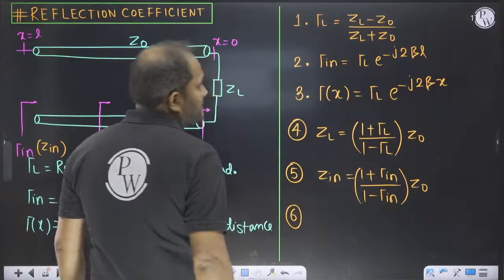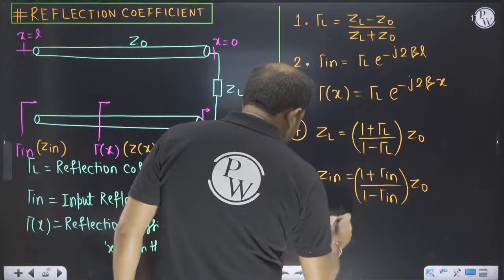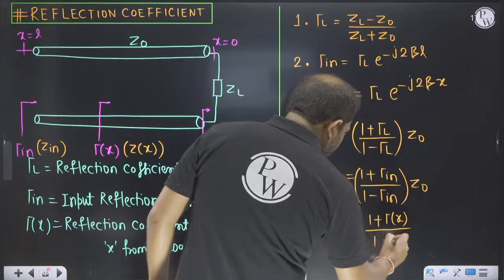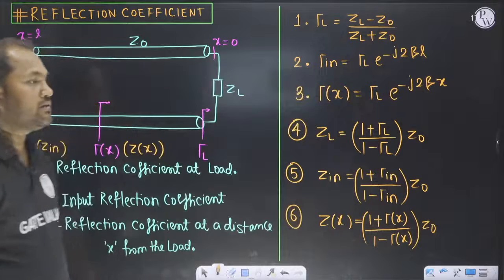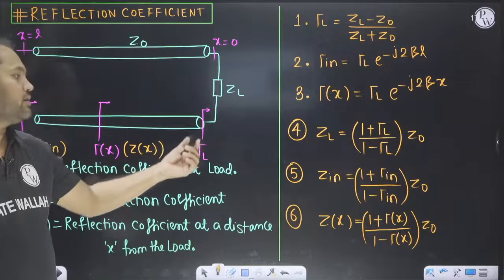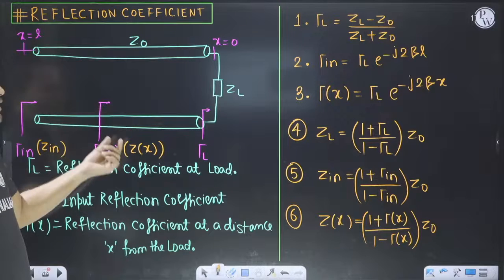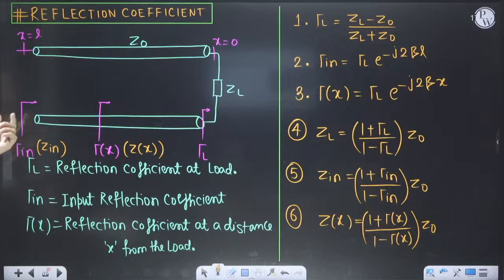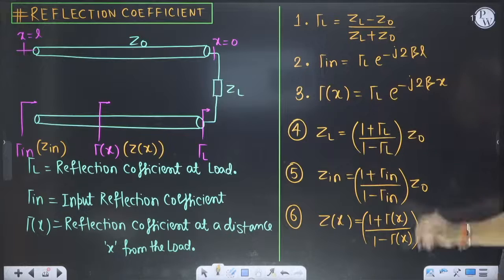And the sixth one: at a distance x, I will take the reflection coefficient at a distance x from the load. So you can use the input impedance formula here. If you are calculating input impedance here, you take the reflection coefficient gamma x. If you are calculating input impedance here, you take gamma in. If you are calculating at ZL, at the load, you take the reflection coefficient at load.